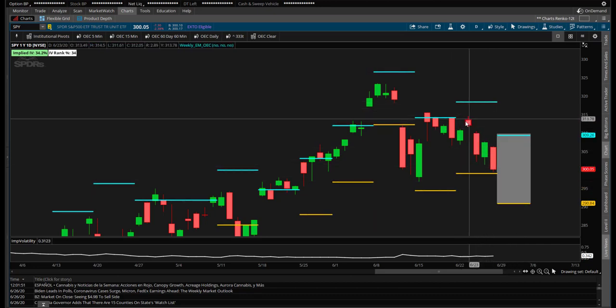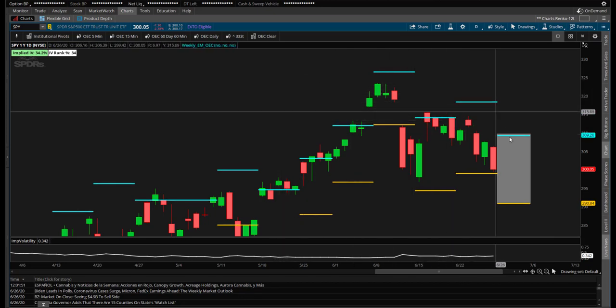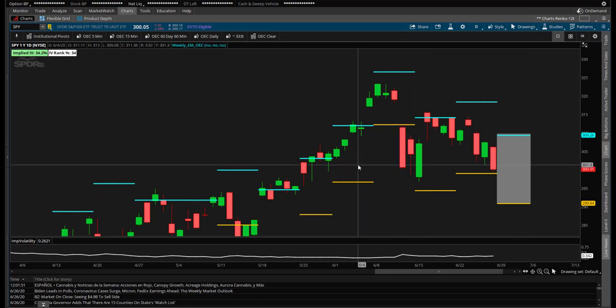So that's boundary logic, okay? We've had fade logic, breakout logic, and now we've had boundary logic. And just like that, we have 3 different tactics that we could use on these expected moves.